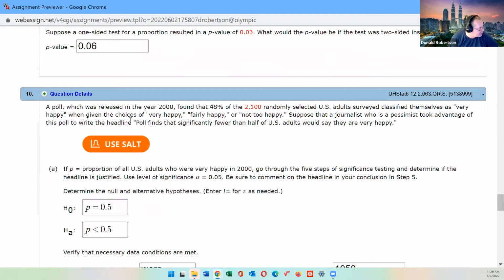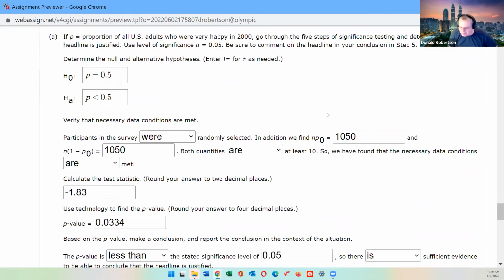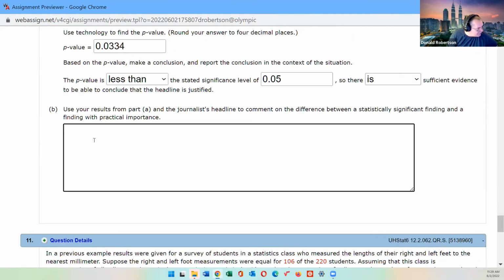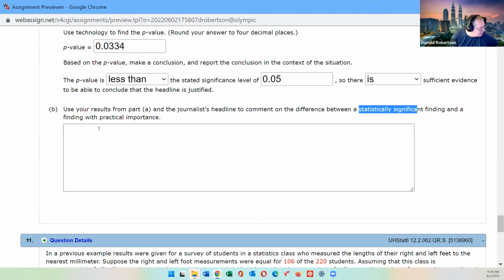This guy went and said "significantly fewer than a half." Is 48% significantly less than 50? You know, because the English language is different from statistics, right? When we say significant, we just mean what we've just done here. Yes, it's true. But I would argue that that phrasing, statistically significant, is different from practical importance.